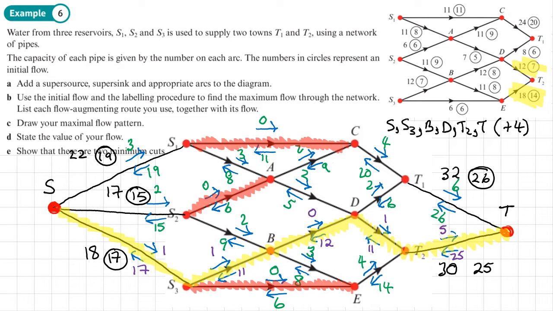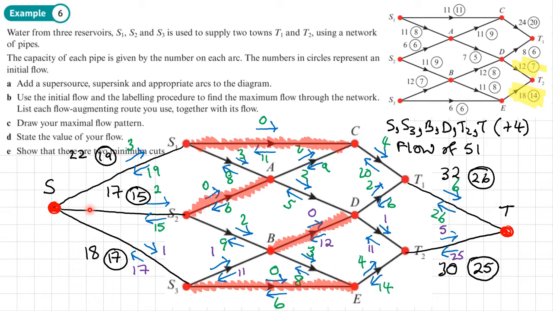So we should state its flow. That's what the question says, that once we've augmented a route, state its flow. So the flow is now going to be 25 plus 26. So this one gives us a flow of 51. Okay, so now the arc BD cannot be increased anymore, so that's now saturated. So we want to avoid using this route to see if we can augment any more.